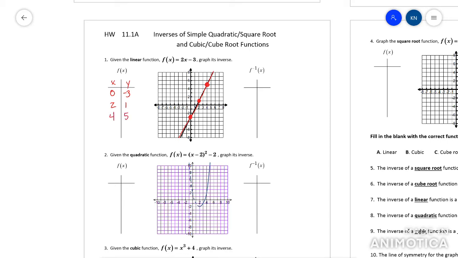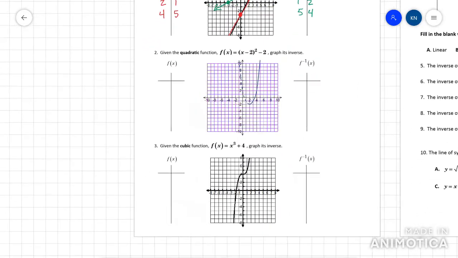Okay, so the inverse, I would switch those x's and y's. So it'd be -3, 0, 1, 2, 5, 4. Connect those dots. There's the inverse, green. Okay.